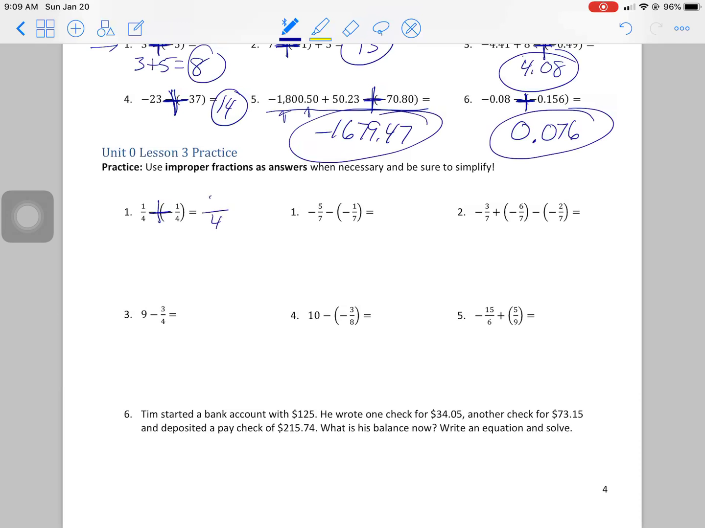1/4 plus 1/4 is 2/4, which is 1/2. Okay? This is a big positive. So a -5 plus 1 is a -4. Okay. All right, 3 negatives together all have the same sign, it's going to be a negative.